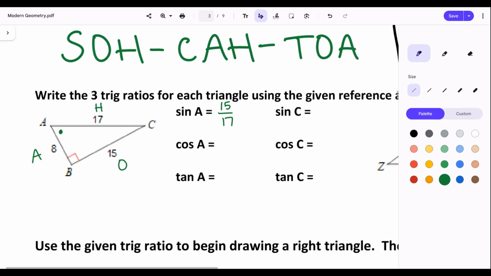Now I can't take anything out of both 15 and 17, so I'm kind of stuck with it being the way it is. So I'm just going to leave it there. Okay, now let's talk about how would we set up cosine. Cosine is, think about SOHCAHTOA. We're in the CAH part here.